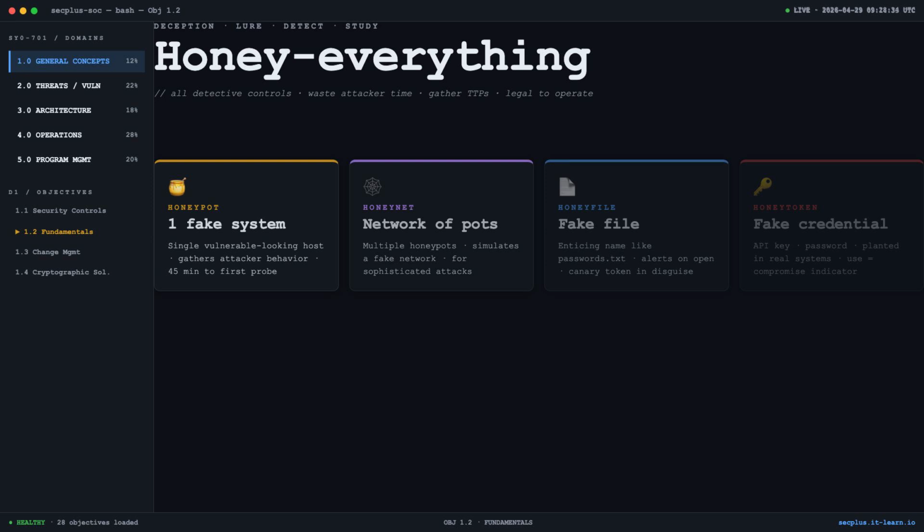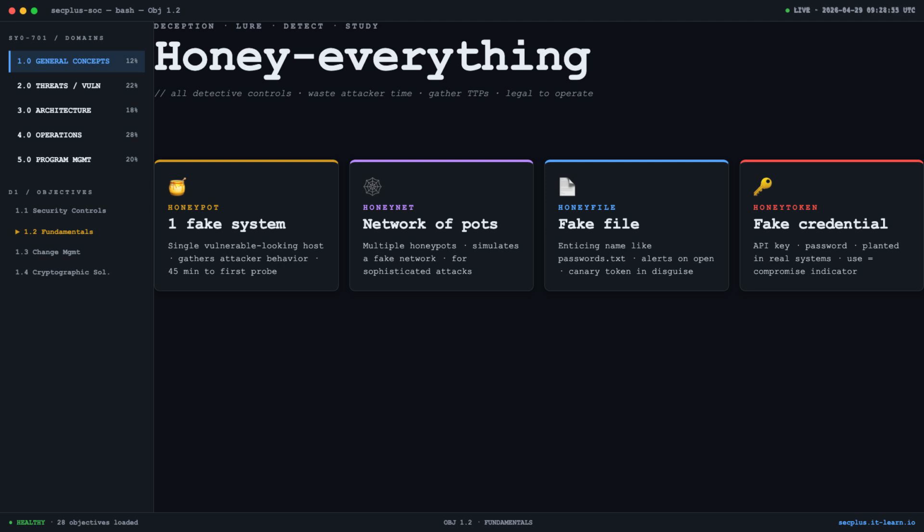These are detective controls. They don't prevent attacks, they reveal them. They also waste attacker time and provide intelligence on tactics, techniques, and procedures, the TTPs. Breadcrumbs are fake data planted to lead attackers toward the honeypot. Honeypots are legal to operate, but legal considerations apply to what you do with the connecting attackers.